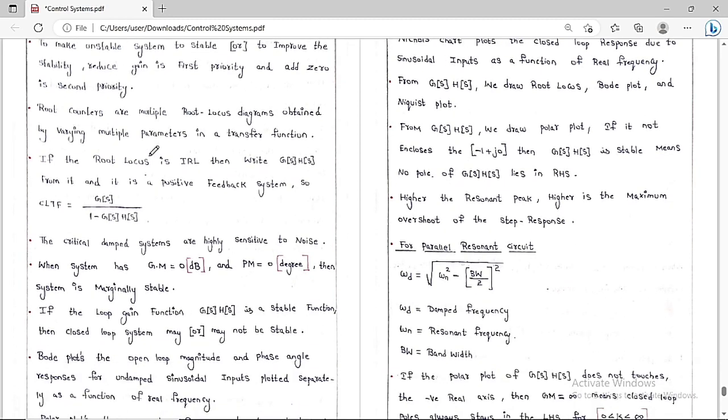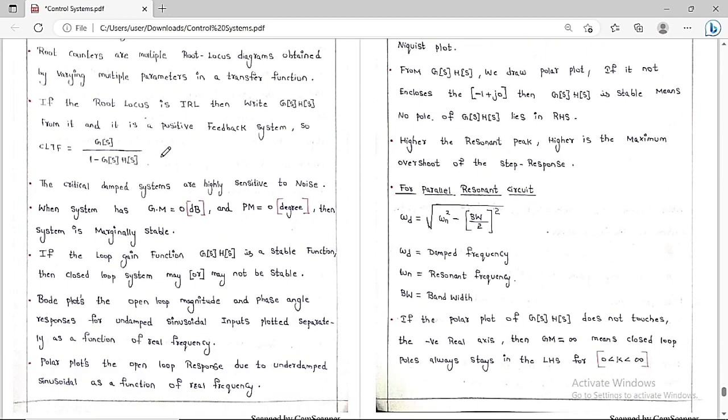The next point is, if the root locus is the inverse root locus, then write G(s)H(s) from it, and it is a positive feedback system. So the closed loop transfer function is G(s) by 1 minus G(s)H(s).